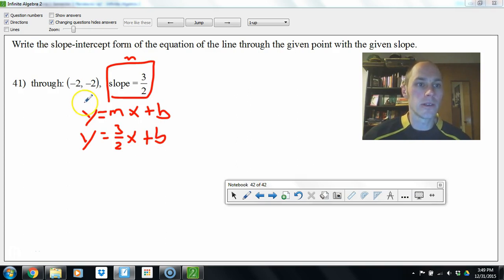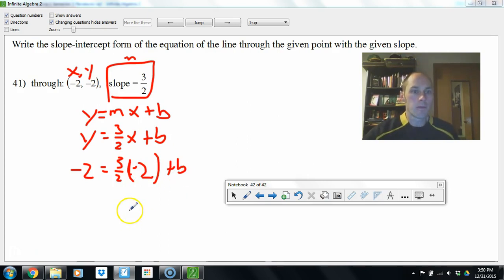What else do I know? It goes through this point. I know this is an x and this is a y coordinate. So I can plug in my x and my y. y is -2. 3/2 times x is -2. And then we add b. We don't know what b is yet. So solve for b now.